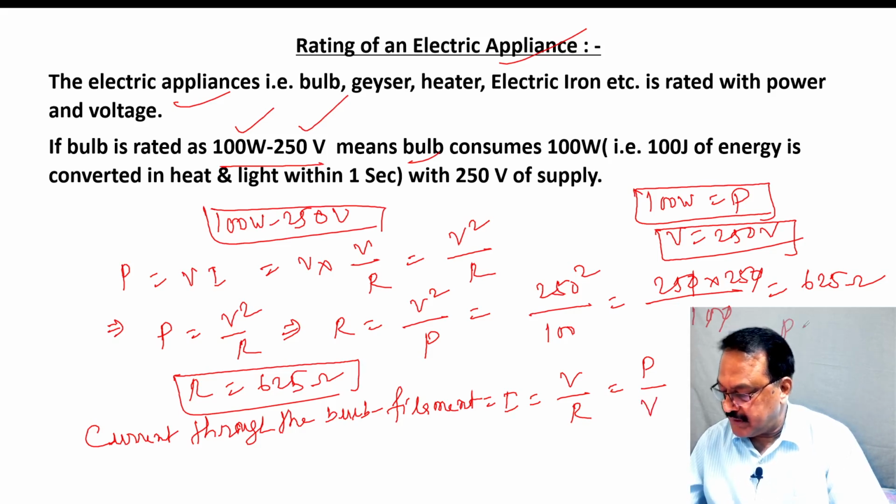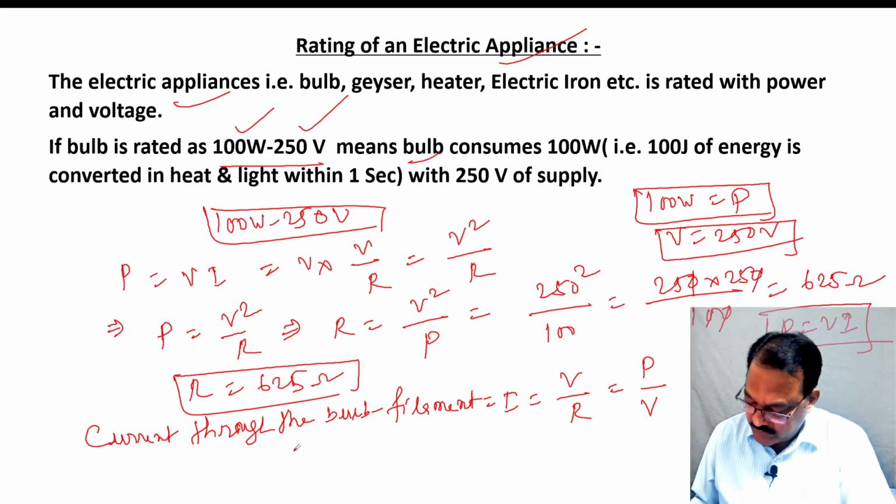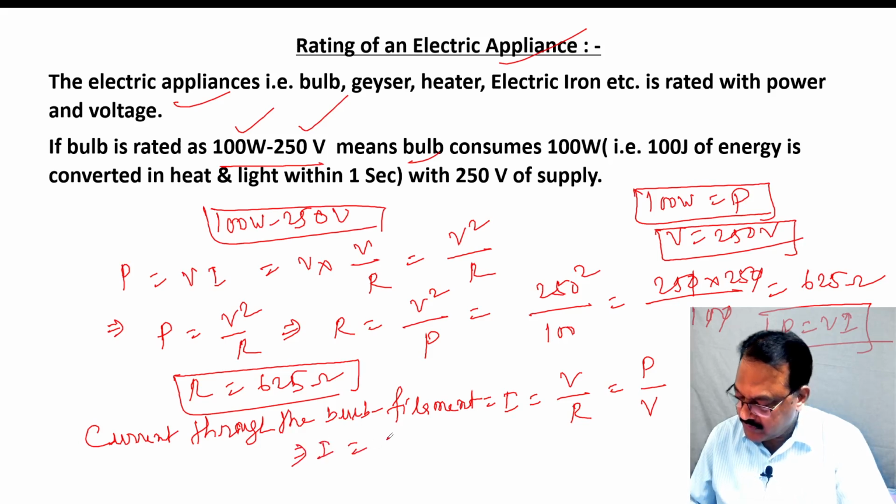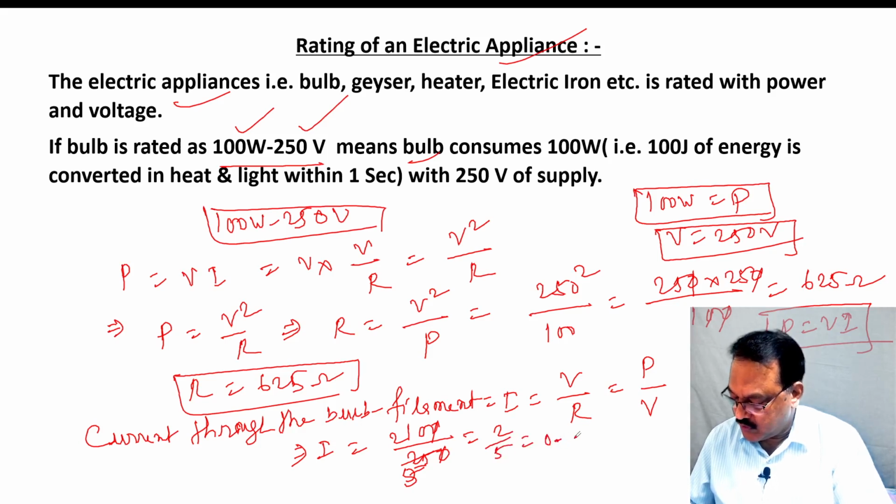We know P is equal to VI. So we can calculate I is equal to P by V, that is 100 divided by voltage 250. 5 and 2, so 2 by 5 is equal to 0.4 ampere. So I is equal to 0.4 ampere. What does it show?